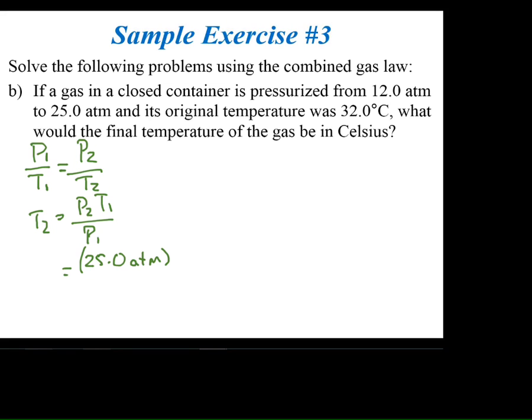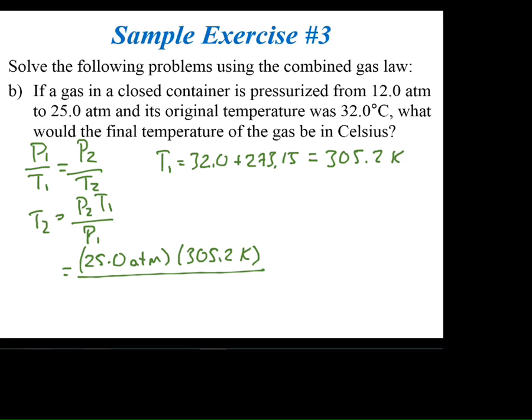T1. I'm going to go ahead and use the 273.15 since the original number has decimals. So, yeah, 305.2, if I round officially to tenths place. And then P1, what was the initial pressure? 12.0, thank you.